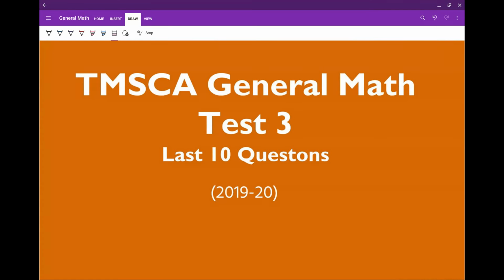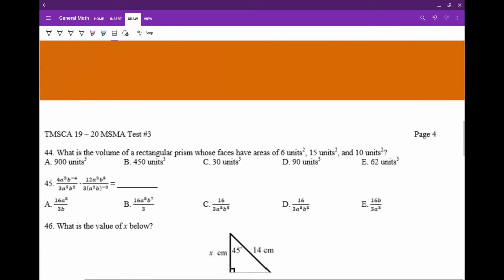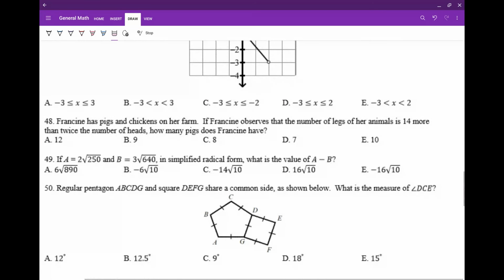So now we're on to question 48 of General Math Test 3, 2019-2020. This question would classify as a system of equations because we know that they're pigs and chickens. It might not look like a system of equations, but I'll walk through and tell you why it is.